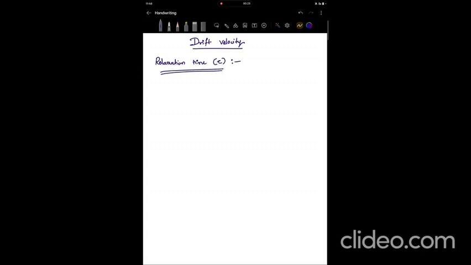Here the average time that an electron spends between the two collisions is called relaxation time. The time between two collisions of an electron is called relaxation time.